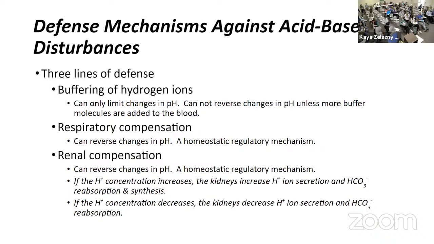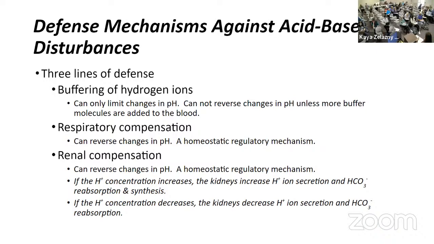Finally, renal compensation. Our kidneys can also reverse changes in pH. This is also homeostasis. The ways they're going to do that is, if our hydrogen concentration increases, so that's going to be acidosis, a drop in pH, more hydrogen ions, more acidic, low pH, our kidneys are going to secrete hydrogen ions. When we secrete, we take things from the blood, we put them back into the tubular fluid, they're going to get excreted as urine, right? So when we increase hydrogen ion secretion, this ultimately means that you're physically going to be removing those hydrogen ions from your body, bringing that pH back up.